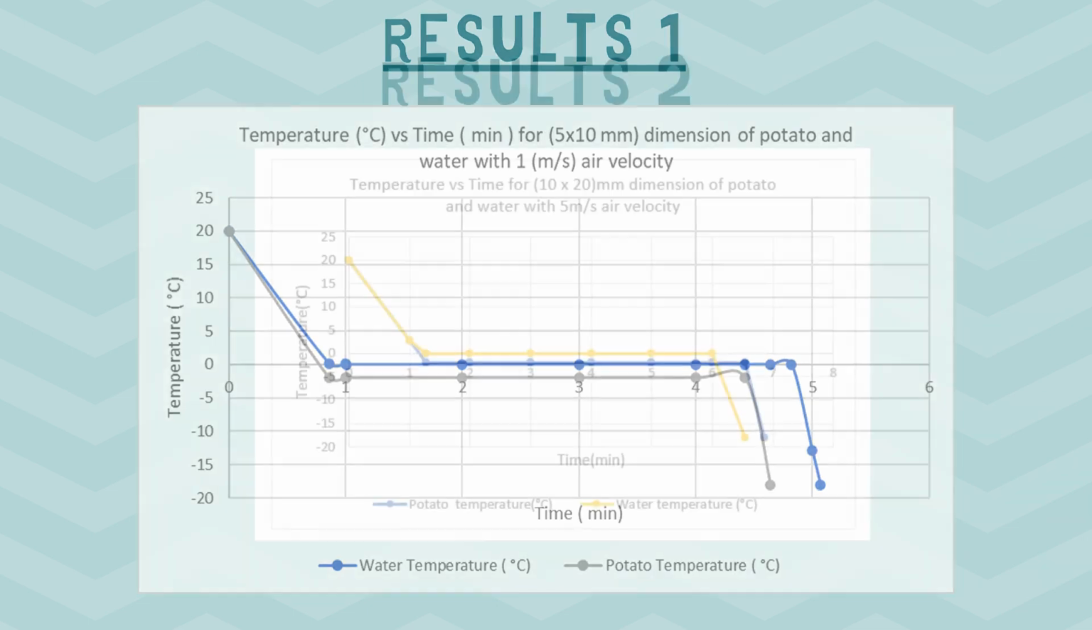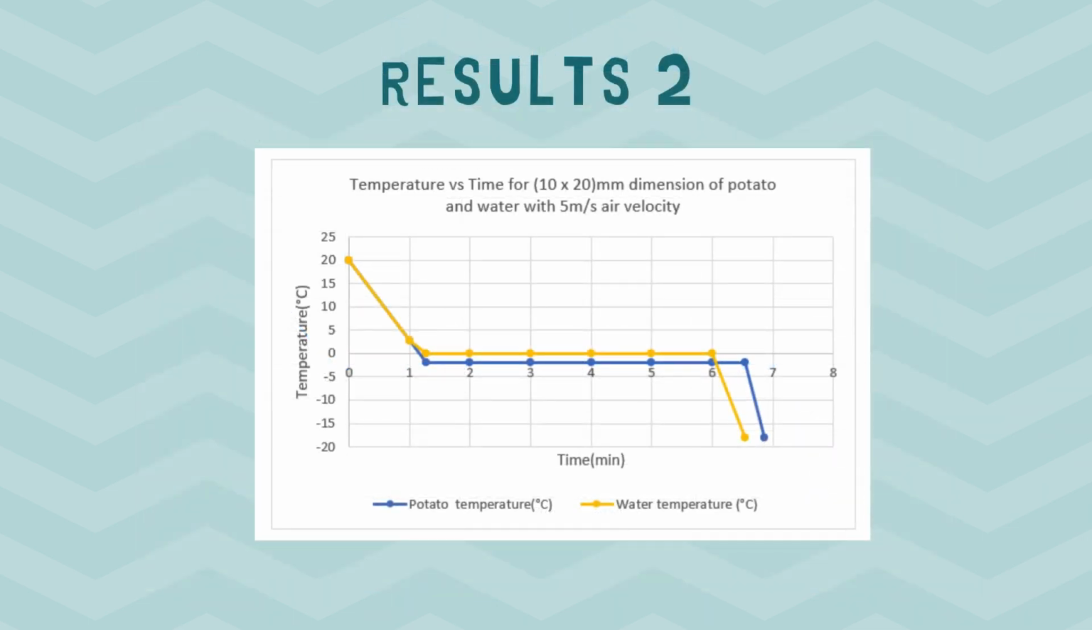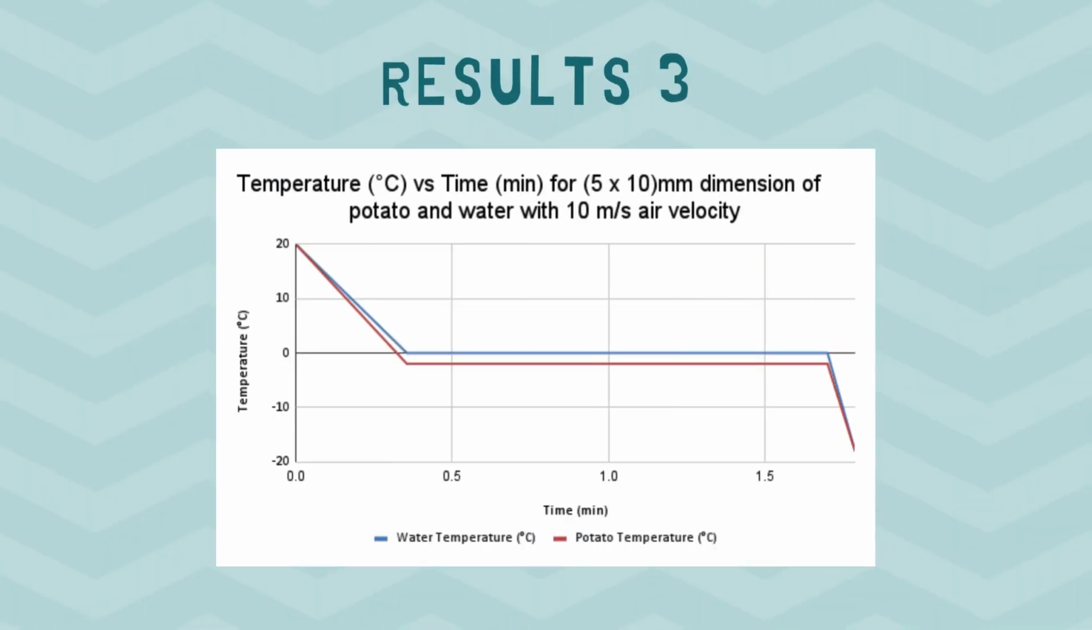Once all the liquid has turned into solid, the temperature will begin to decrease again as more heat is removed from the solid. Result 2 shows temperature versus time for 10 multiplied by 20 mm dimension of potato and water with 5 meter per second air velocity. Result 3 shows a graph of temperature versus time for 5 multiplied by 10 mm dimension of potato and water with 10 meter per second air velocity.